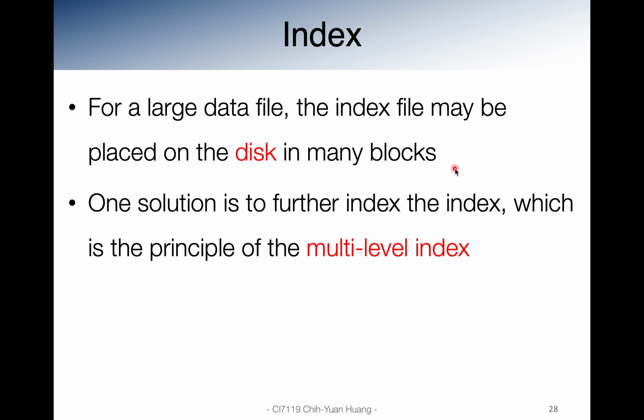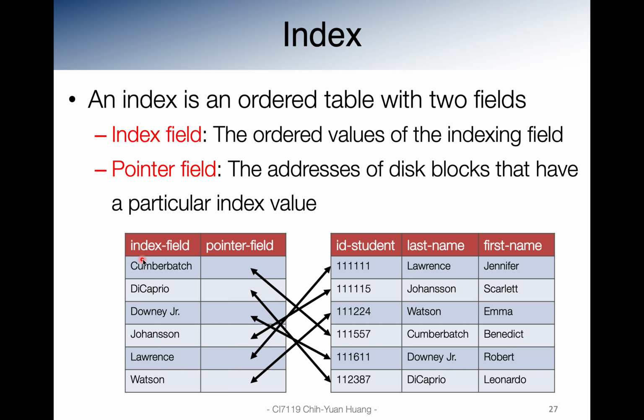to address this issue is to further create indexes on those indexes. And this becomes the principle of the multi-level index, right? This multi-level index is kind of like a tree structure. So just to give you an example, this index over here, originally we created the index on the last name.